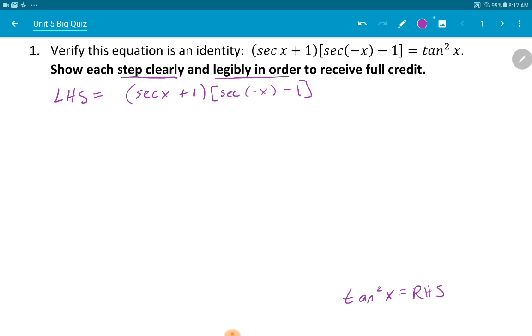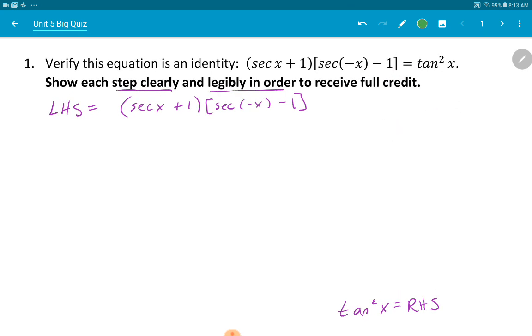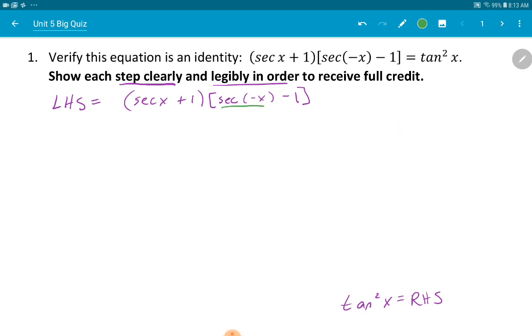The first thing I see is this. I have secant x in one parenthesis and secant of negative x in the other. I can't combine or do anything with those since those are of different angles. But what I can do is apply the symmetry identity.